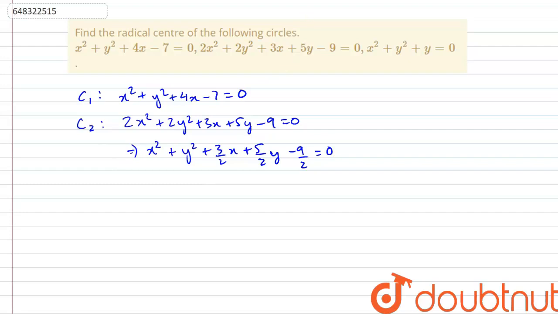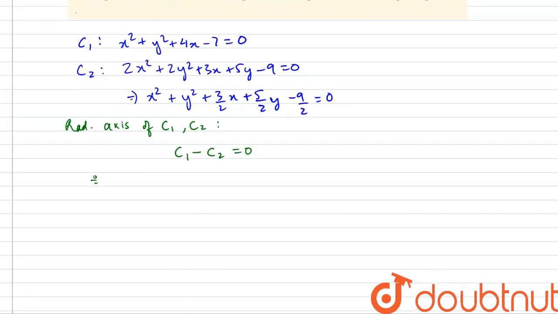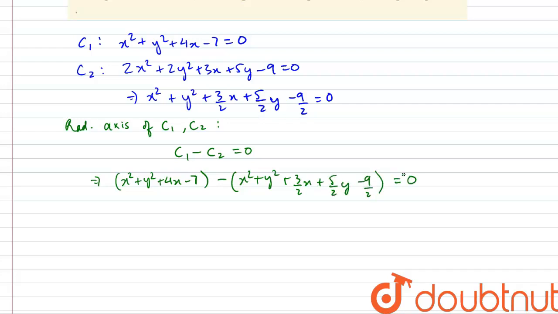So let us find the radical axis of circle 1 and circle 2. Radical axis of C1 and C2. Right, so this will be C1 minus C2 is equal to 0. This is the equation of the radical axis, right? So let us find that. This will imply that x squared plus y squared plus 4x minus 7, this is the first C1, minus C2, which is x squared plus y squared plus 3 by 2x plus 5 by 2y minus 9 by 2. This is equal to 0.